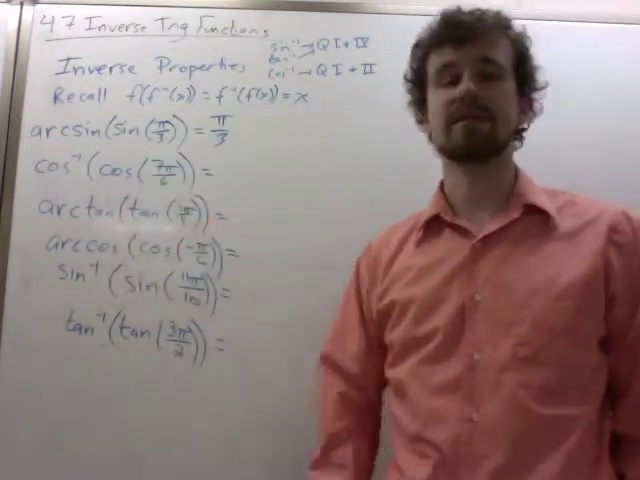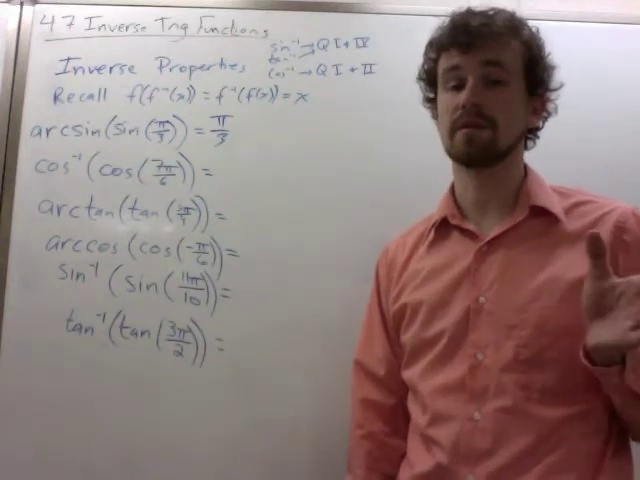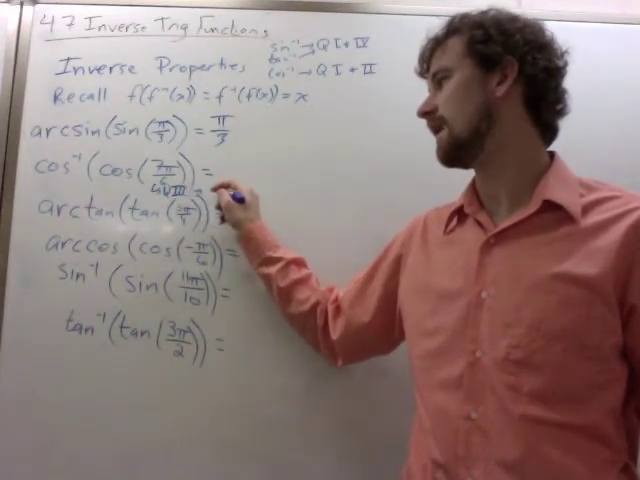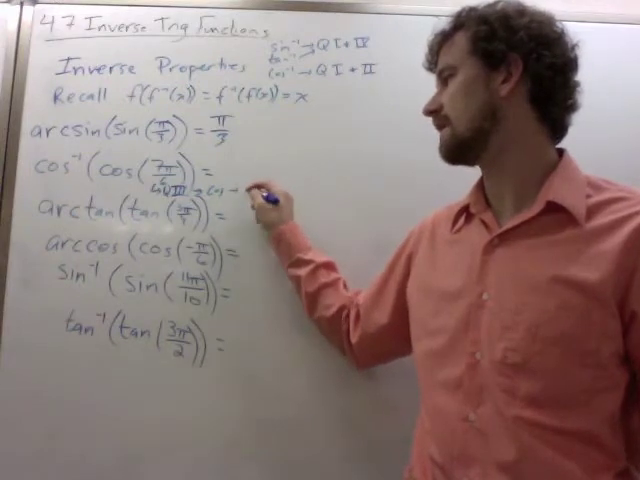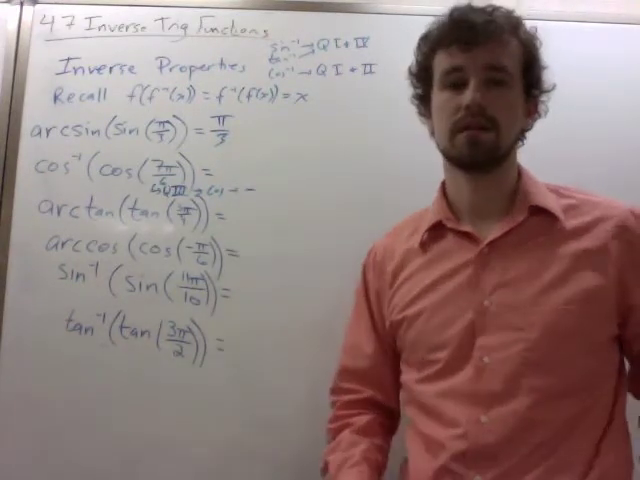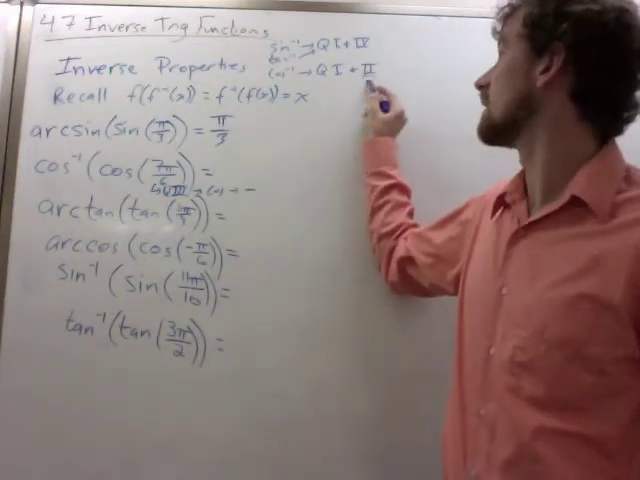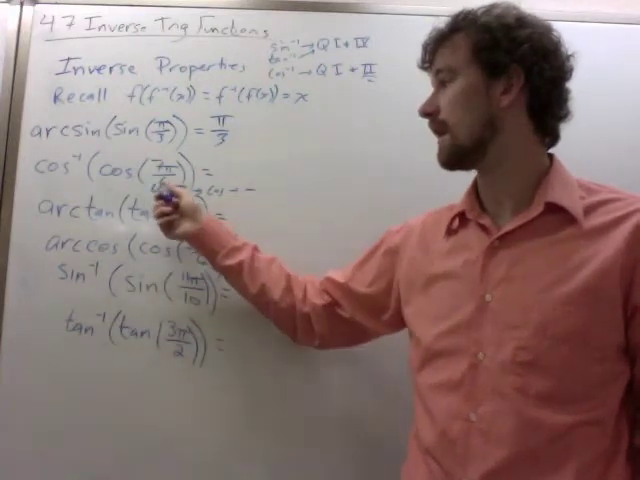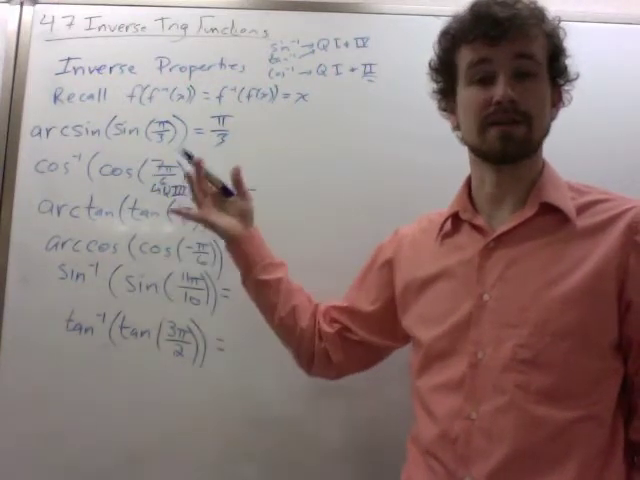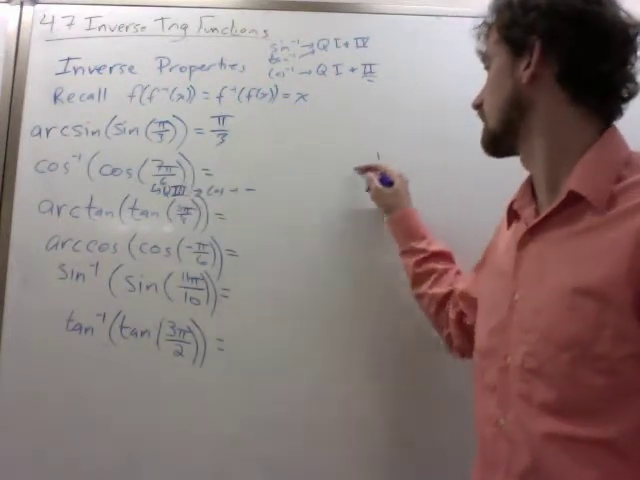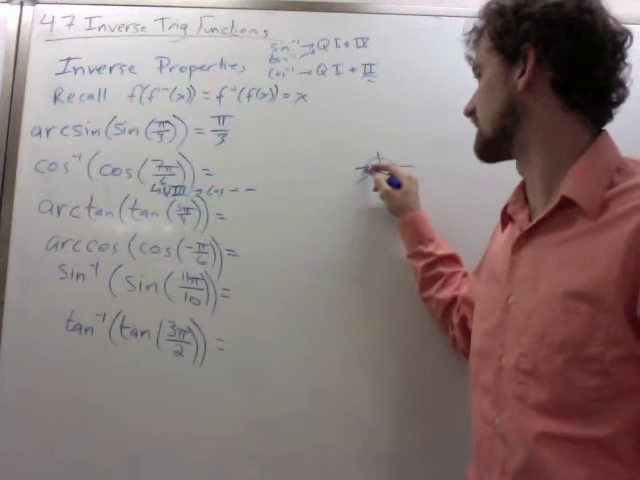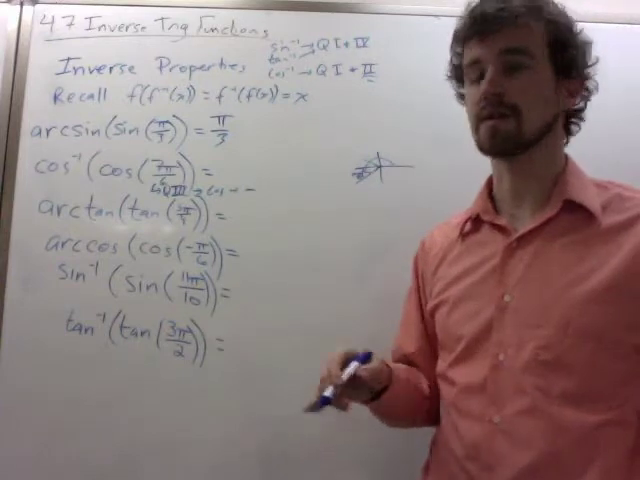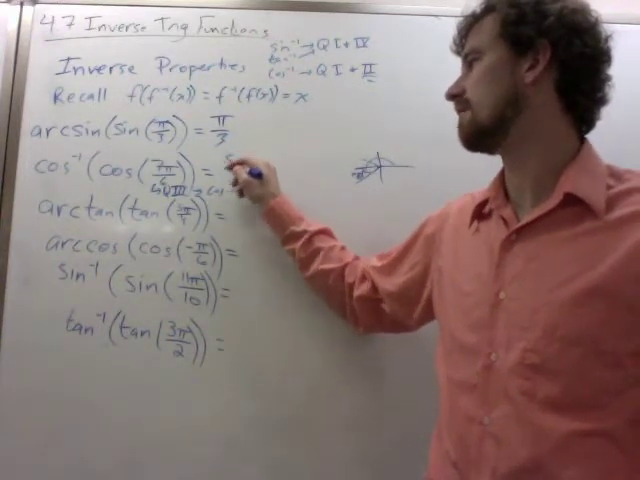Inverse cosine of the cosine of 7 pi over 6. Well, 7 pi over 6 is not in quadrant 1 or 2. It is in quadrant 3, and in quadrant 3, cosine is negative. Cosine is also negative in quadrant 2, so we're going to get back a quadrant 2 angle. The reference angle for 7 pi over 6 is pi over 6, because 7 pi over 6 is pi plus pi over 6. So in quadrant 2, we'd take pi minus pi over 6, so we get back 5 pi over 6.